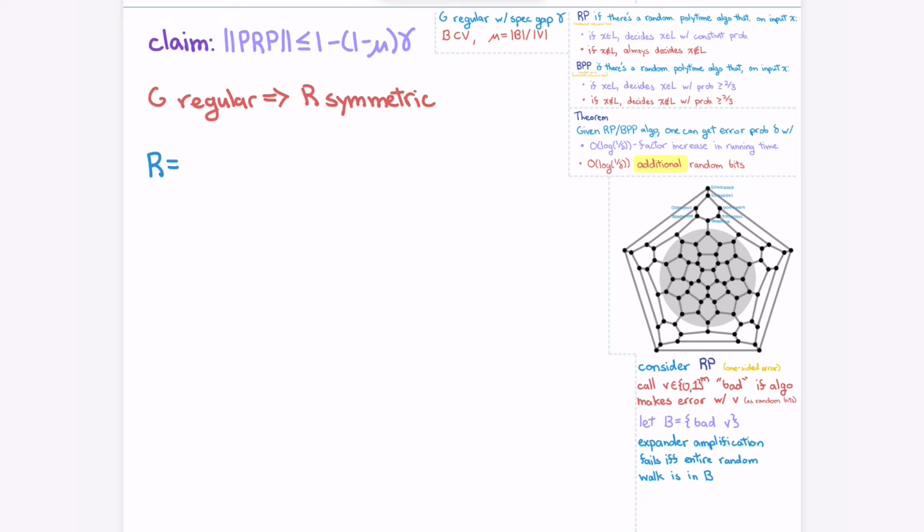Okay, so we just want to analyze the eigenvalue of PRP. We know that G is regular, so R is actually symmetric. So we don't even have to use the normalized random walk thingy. We can directly analyze R. From our spectral decomposition, R has a decomposition where the stationary distribution comes first with eigenvalue 1, plus a bunch of eigenvalues all between 1 minus gamma and negative 1 minus gamma. Same degree.